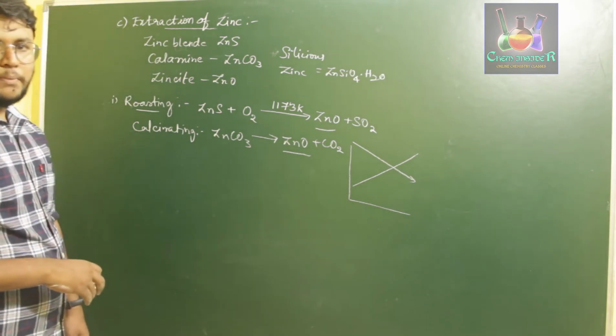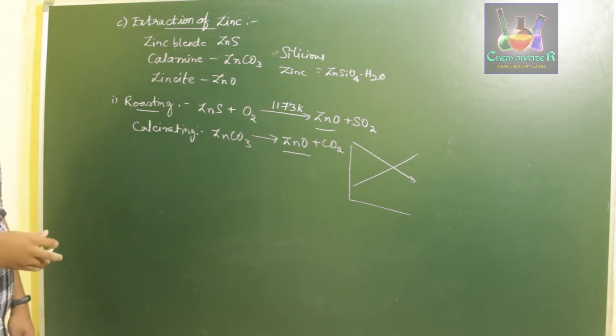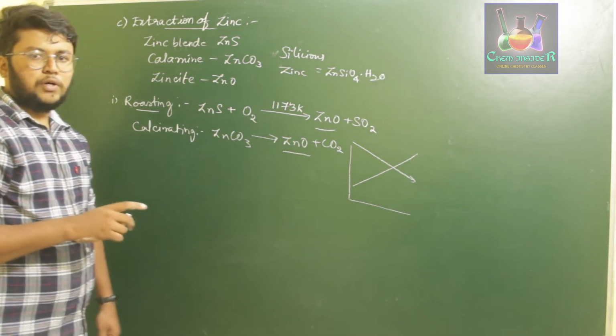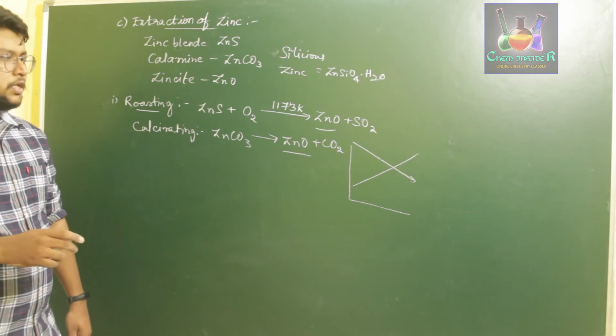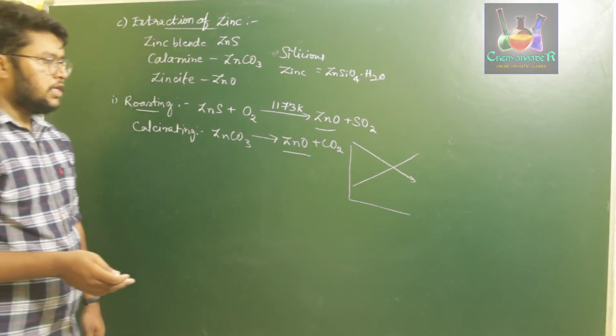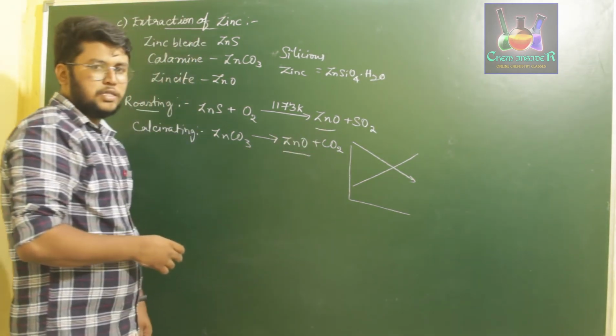At that particular temperature, we can use carbon to reduce zinc oxide to zinc. As we have observed in our extraction of iron, carbon reacts with oxygen to form carbon monoxide. There, carbon can be used as a reducing agent at higher temperature, which helps in reducing zinc oxide to zinc.